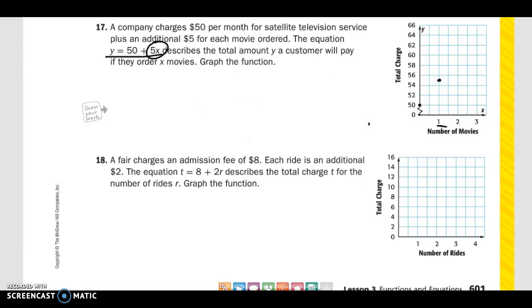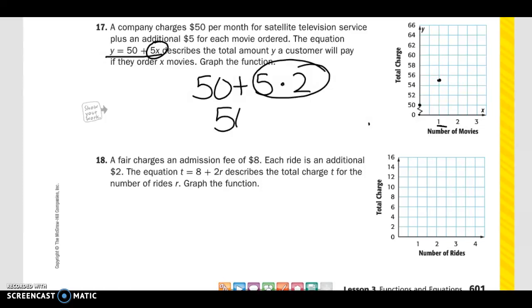Next one, after 1, we count to 2, so we're going to plug 2 into x. So 50 plus 5 times 2, multiply first. So 50 plus 5 times 2 is 10, 50 plus 10 is 60. So at 2, we're going to go up to 60.